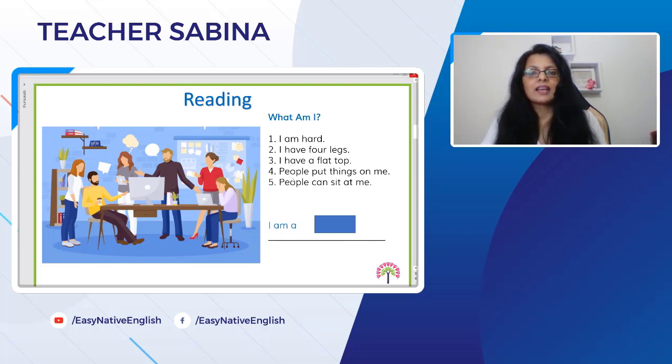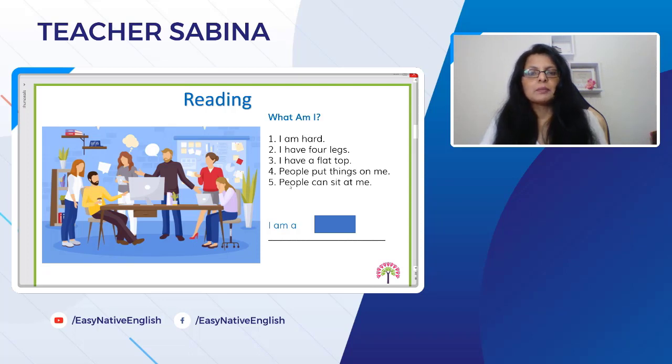The next one says, I have a flat top. So we're talking about a surface that is not rough, that is flat and smooth, let's say. Number 4, people can put things on me. Okay, so now we can assume that the 4 legs is not referring to an animal. Although you could put things on a donkey, I suppose. But I don't know how flat a donkey's back would be. And it says I'm hard, and I would assume that an animal's back would be soft.